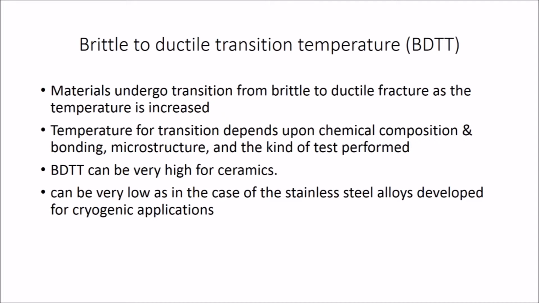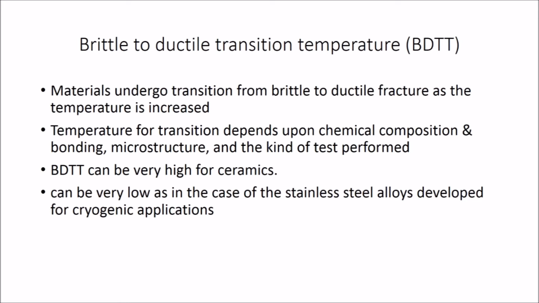Materials undergo a transition from brittle to ductile fracture as the temperature increases. The transition temperature depends on a couple of different things: the chemical composition and bonding, the microstructure, and the kind of test that is performed. The temperature could be very high for ceramics. However, the transition temperature can also be very low, as in the case of stainless steel alloys developed for cryogenic applications.